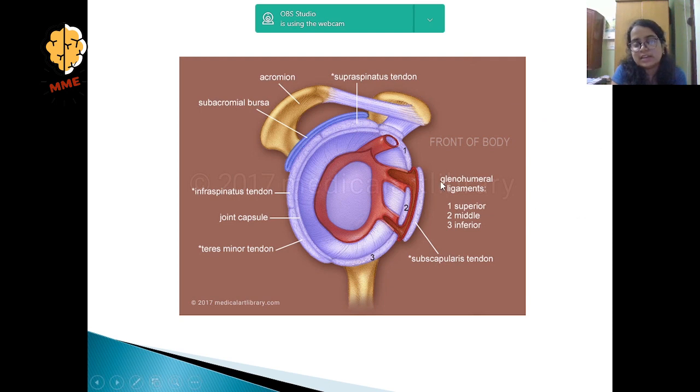Here it's very nicely given. This is the anterior aspect, this is the posterior aspect. So anteriorly, the subscapularis tendon fuses with the shoulder joint. Superiorly, the supraspinatus tendon. Posteriorly, the infraspinatus and the teres minor tendons.